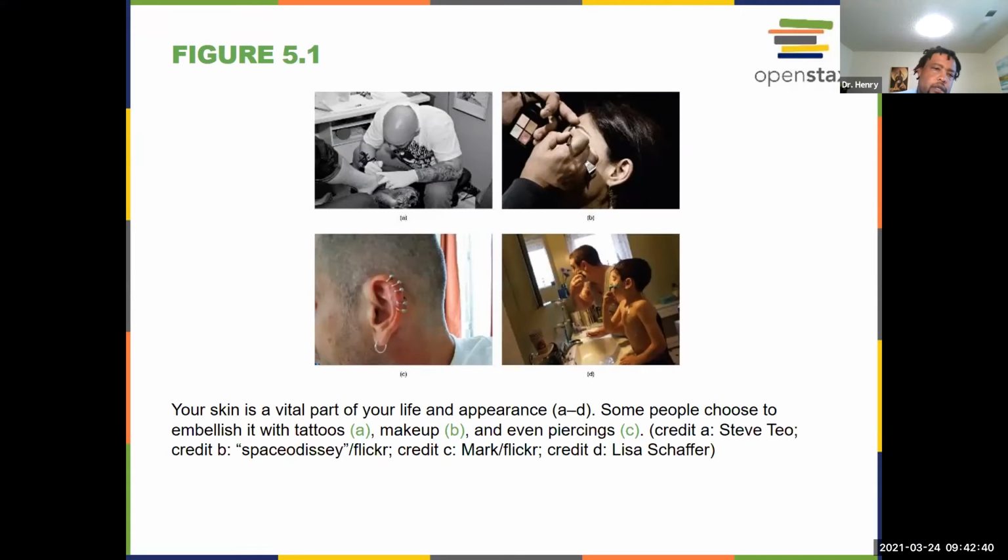Okay, so we know that we use our skin for quite a bit of things, right? It's that outer appearance. We often use it for beauty. We put makeup on it. We pierce it. We shave the hairs on it and stuff like that, right? We do all of that.